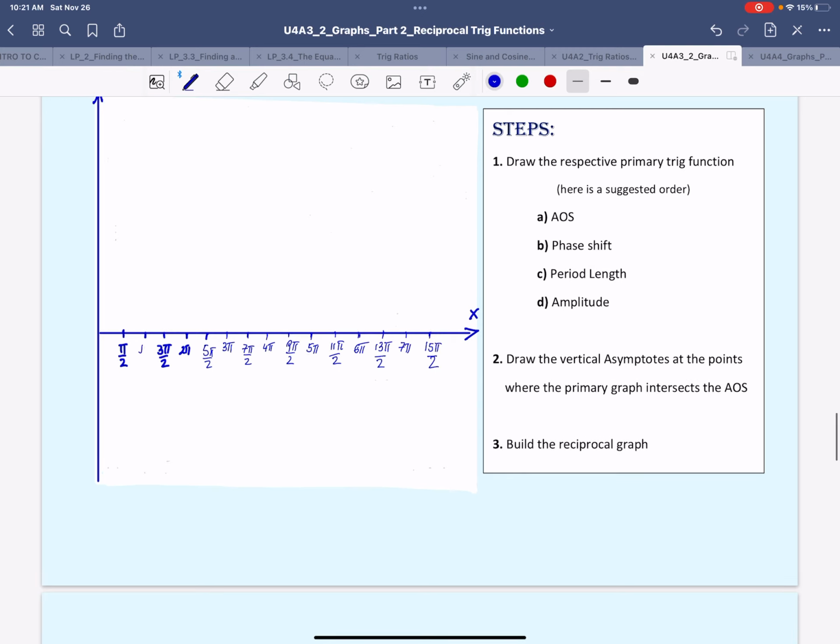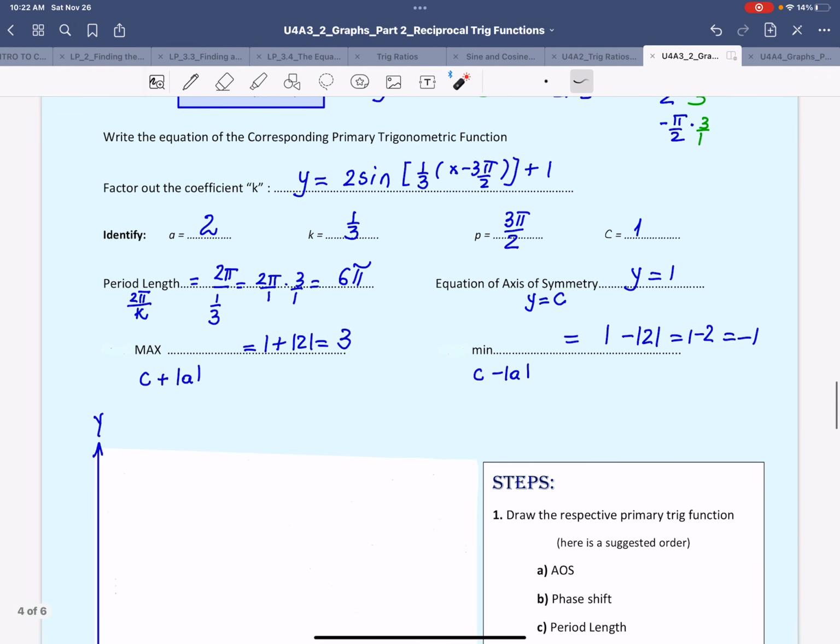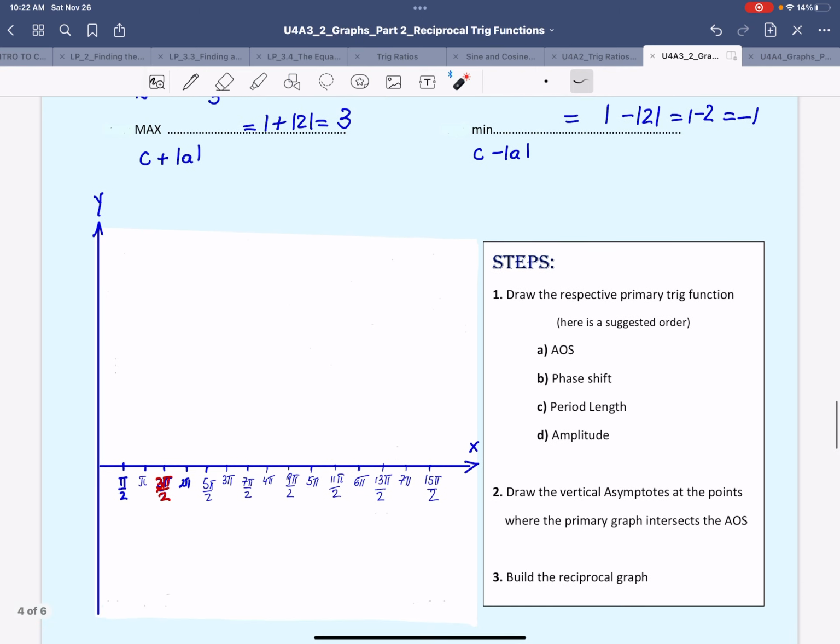So our graph is starting at 3 pi over 2. So I will mark this with a different color so that I will remember it better. Next thing we want to do is scale the y-axis. So as you can see in here, we have an axis of symmetry at 1, and the amplitude is 2. So we need to fit in a maximum of 3 and a minimum of -1. So try to maximize the space as much as possible.